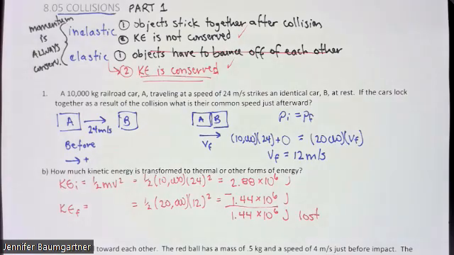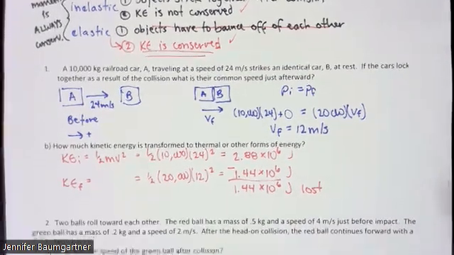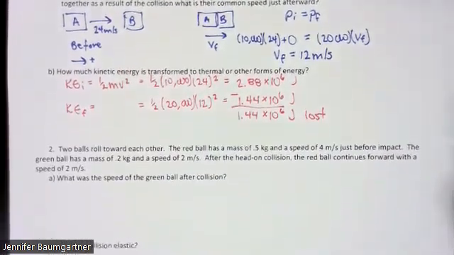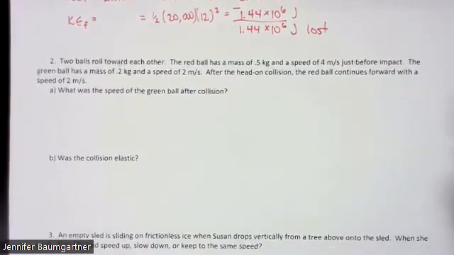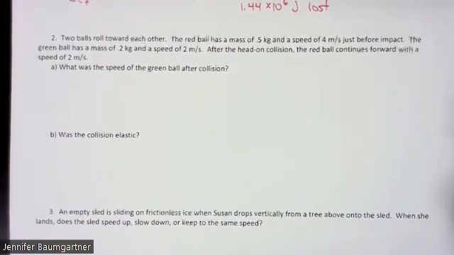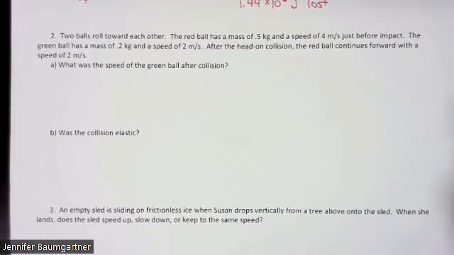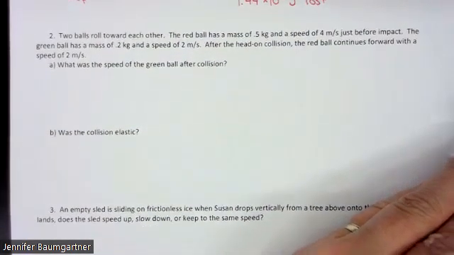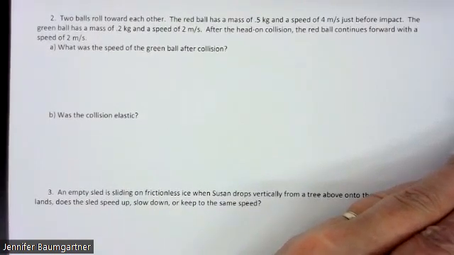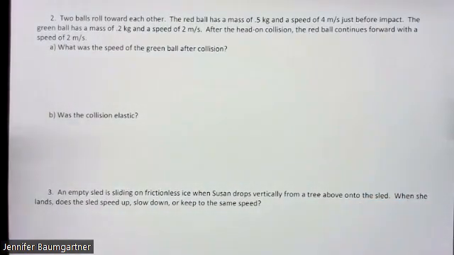So let's look at one more sample problem. We have two balls and they roll towards each other. The red ball has a mass of 0.5 kilograms and a speed of 4 meters per second just before impact. The green ball has a mass of 0.2 kilograms and a speed of 2 meters per second. After the head-on collision, the red ball continues forward with a speed of 2 meters per second. What was the speed of the green ball after the collision?